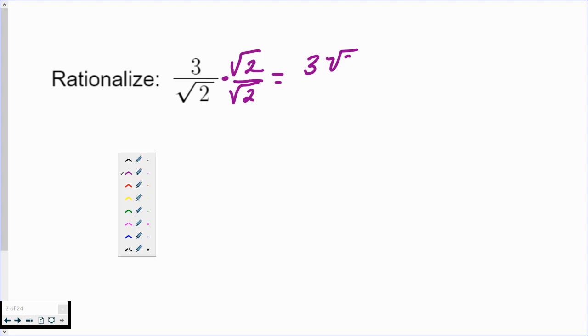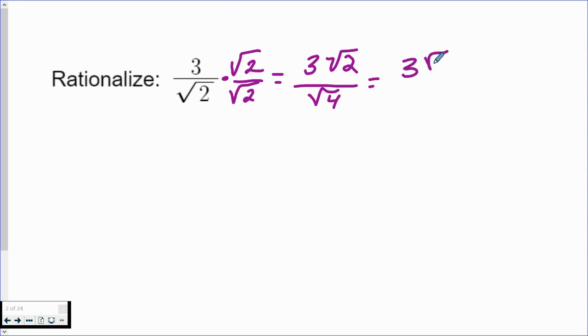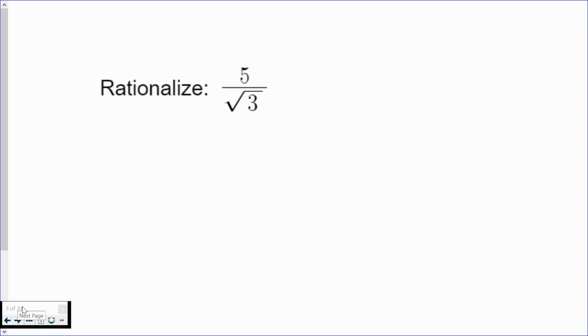And then in the denominator, we end up with square root of 2 times square root of 2 is the square root of 4. And then you should be able to take the square root of 4, which is 2. And so that is the simplified form, not having a radical in your denominator. Let's do one more example.